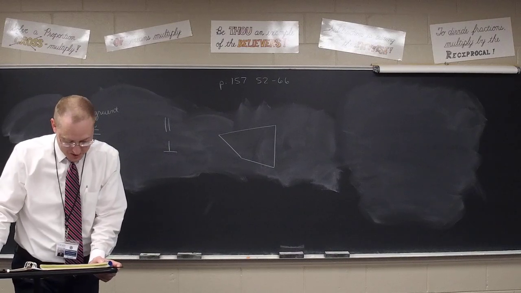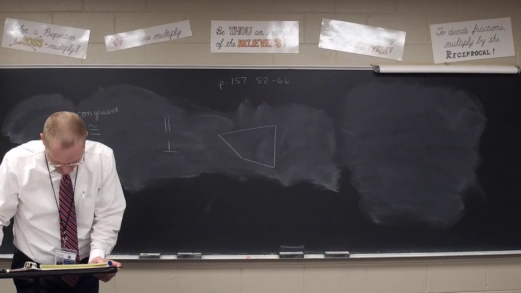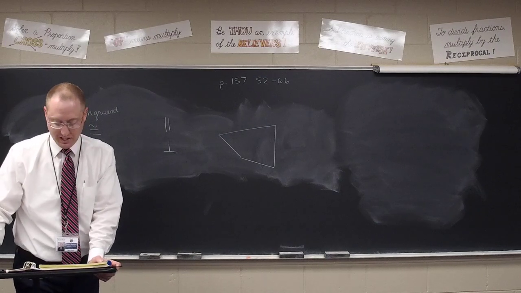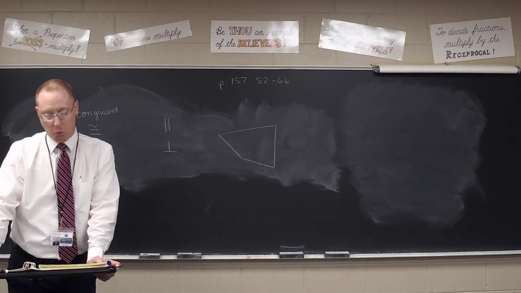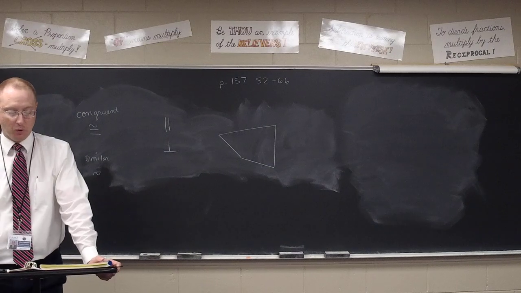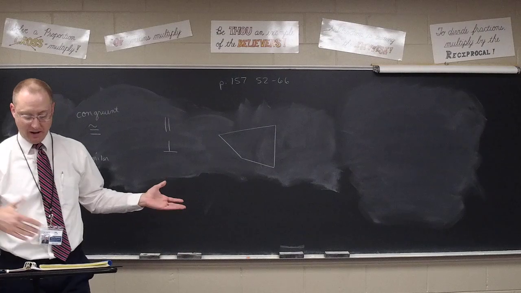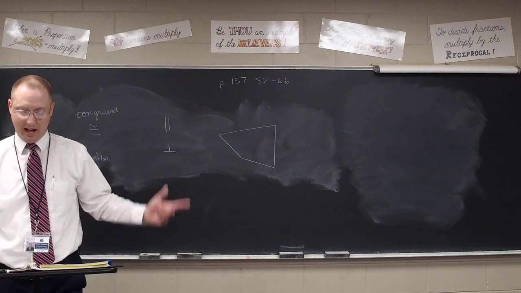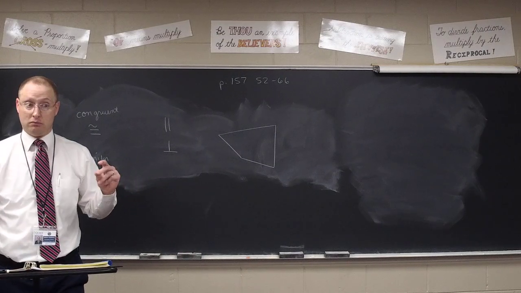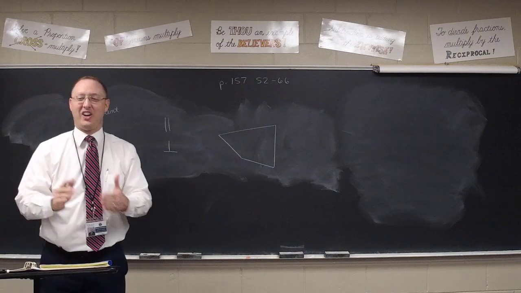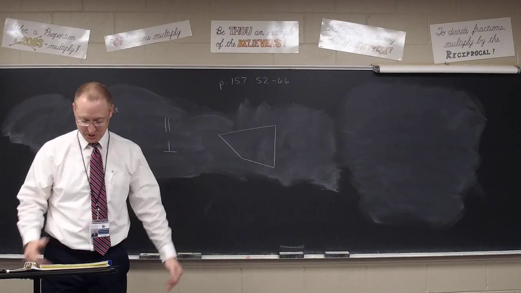Number 65. Lines AB and CD intersect at point E. If angle 1 measures 25 degrees, then what's the measure of angle 2 and of angle 3? Well, let's start with angle 3 because that's the easy one, class. If angle 1 is 25, how big is angle 3? 25, because they're vertical angles, and vertical angles are equal to each other.